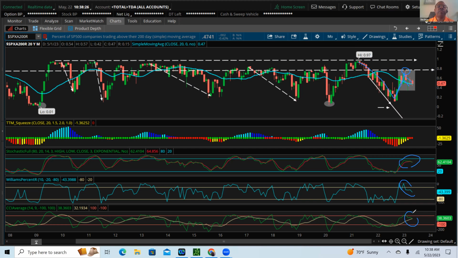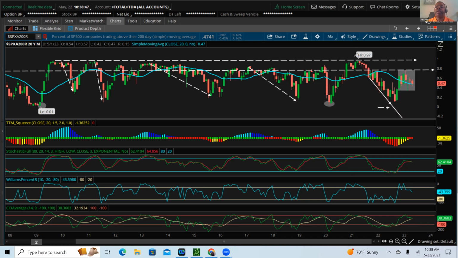Like I said, nothing is perfect. That's why I like to use multiple tools in order to try to depict tops and bottoms versus just rely on one tool. You can't just rely on one tool to predict possible tops and bottoms. But if you use a multitude of tools, you can almost always see reversal points.